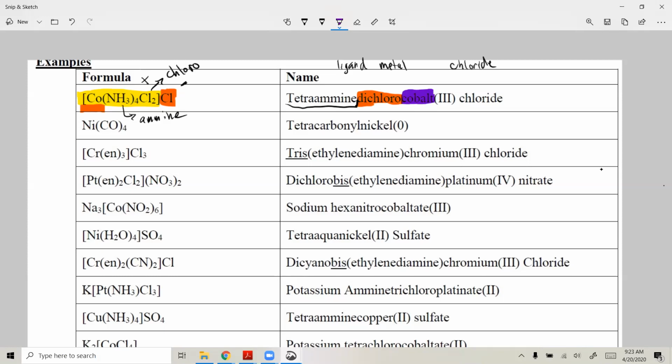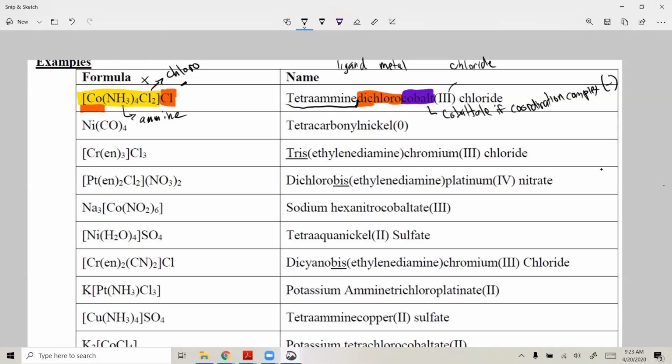We only have to end it in -ate when it's the anion. Right? So we only have to change it to cobaltate if it was on the, sorry, not the cations, when it's on the anion side. So when our cobalt is on the negative ligand, then we change its name. So this only becomes cobaltate if our coordination complex was our negative one. Okay. So that's how we've got that first part.